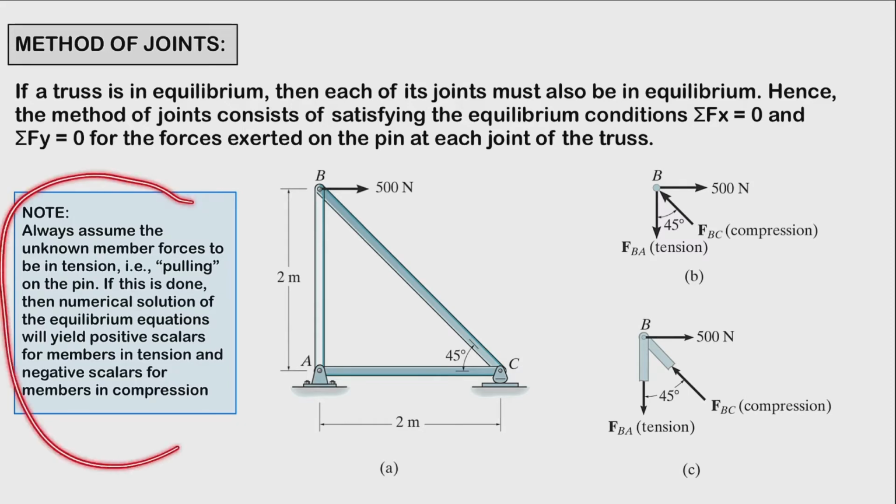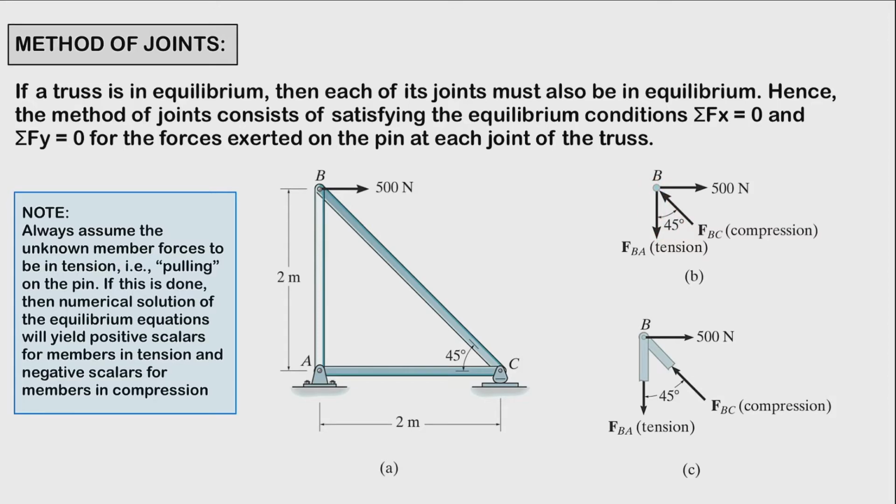please note that I would recommend that we always assume the unknown member forces to be in tension, that is, pulling on the pin. If this is done, the numerical solution of the equilibrium equations will yield positive scalars for members in tension and negative scalars for members in compression. This is to avoid much of the mistake. So when solving, I would suggest that all the members be assumed to be in tension. So when using the method of joints, all the forces are pulling away from your pins.